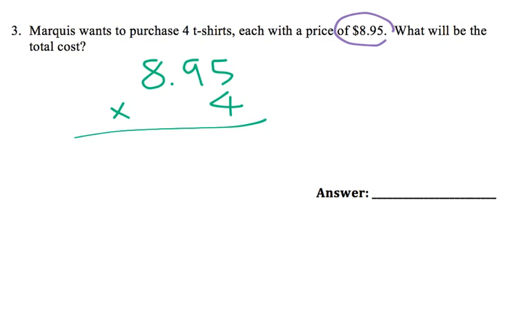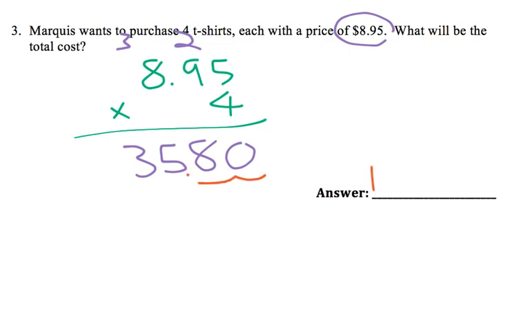4 times 5, 20. 4 times 9, it's 36, plus 2, 38. 4 times 8, it's 32, plus the 3 is 35. And then where's the decimal go? Move it 2 places over, so $35.80. Get those shirts, Marquis.